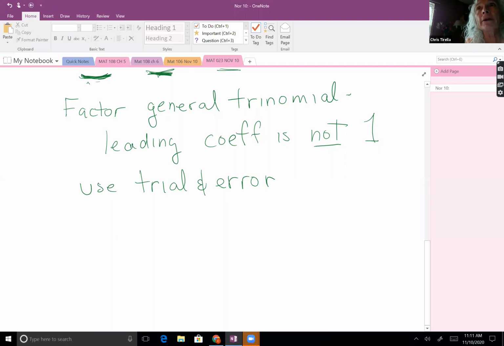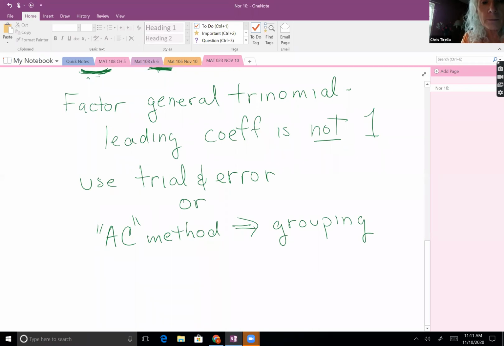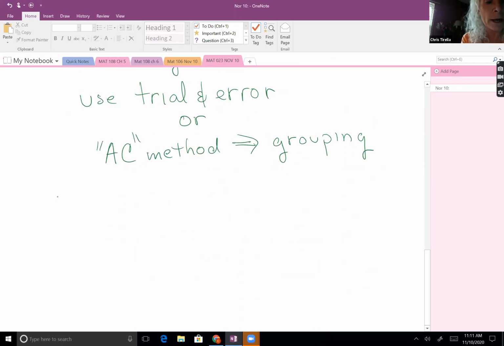and I would look at that trial and error if you're in a program where you have to go past Math 110 into the algebra and trig, into the pre-calculus, into the calculus, because while trial and error is more challenging to learn, once you learn it, there's less work in factoring. Or we can use what's called the AC method, which is very similar to our grouping. And so what's all of that about?